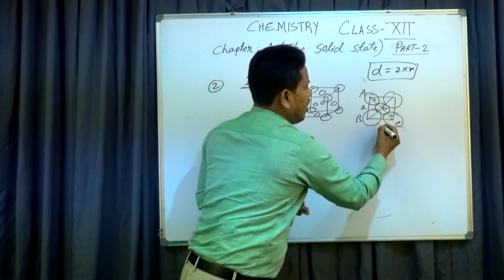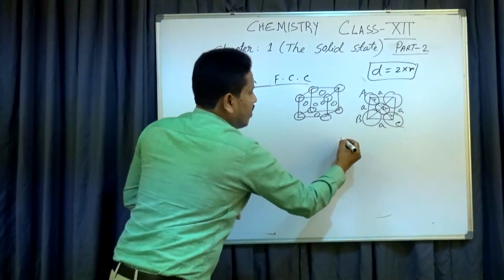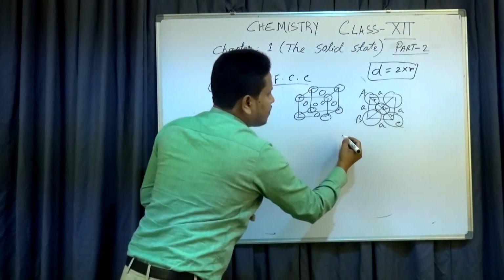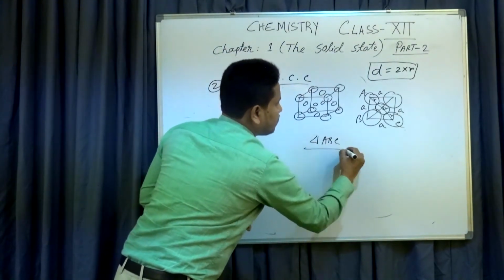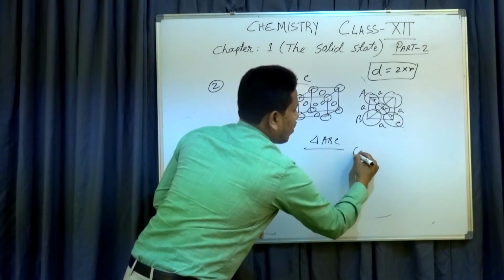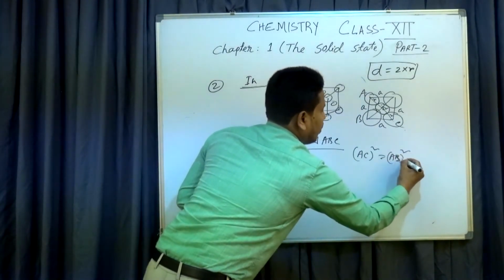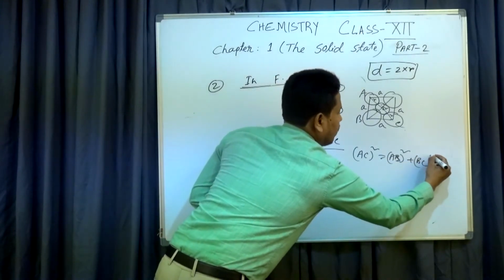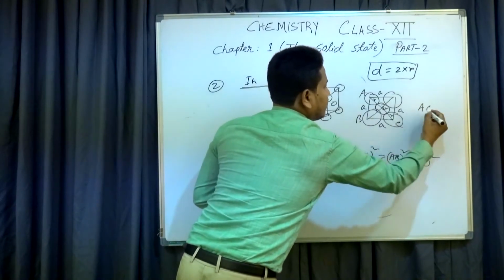This is edge length A, edge length A, edge length A, edge length A. Okay, same thing. Clearly visible that, from right triangle ABC, face diagonal AC square equals AB square plus BC square. AC means the face diagonal. Clearly visible, face diagonal AC equals what?